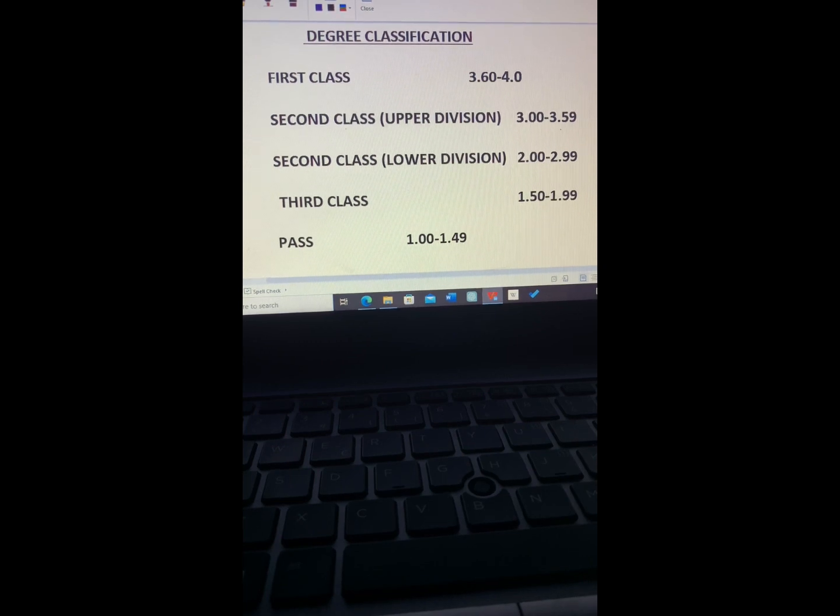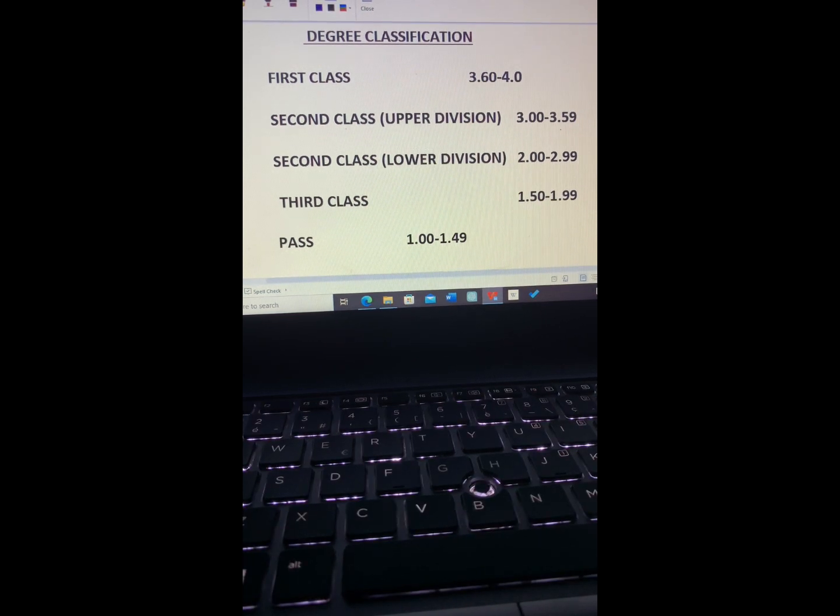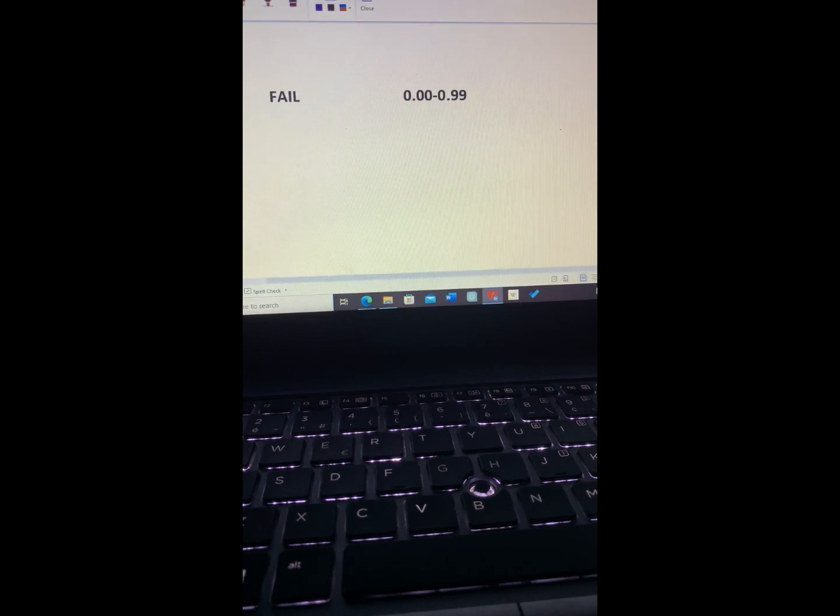This is the degree classification. If you get 3.60 to 4.0, that will be first class. To get 3.00 to 3.59, that will be second class, upper division. To get 2.00 to 2.99, that will be second class, lower division. To get 1.50 to 1.99, that will be third class. To get 1.00 to 1.49, that will be pass. And to get 0.00 to 0.99, that will be fail.